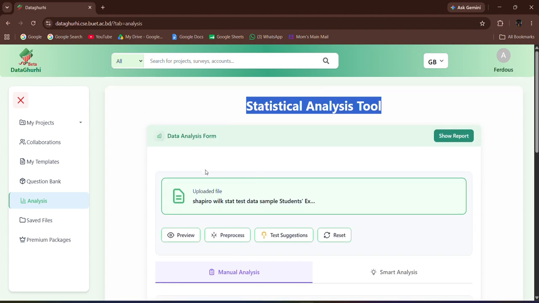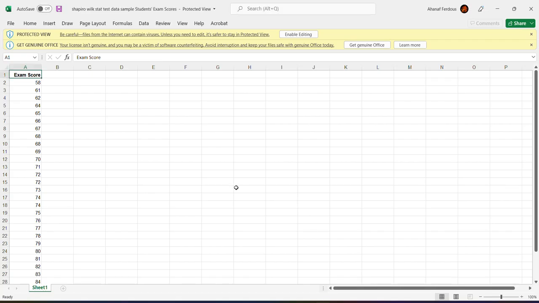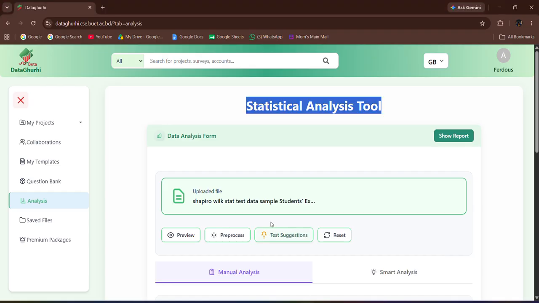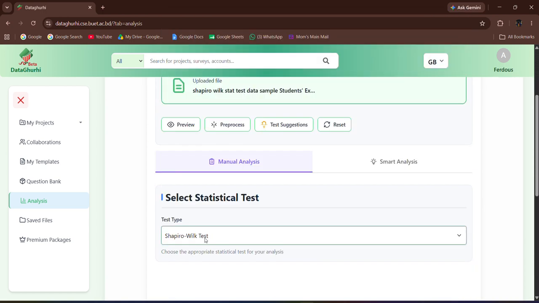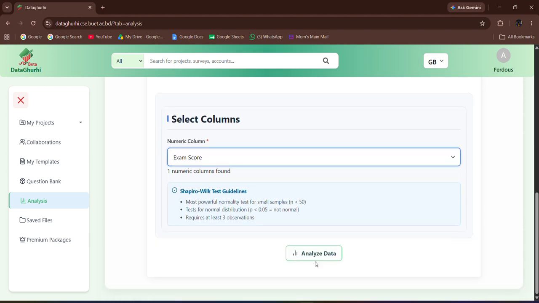The data I'm using contains exam scores of 30 students. Now, the research question is, are the students' exam scores normally distributed? Let's run the test. Exam score.